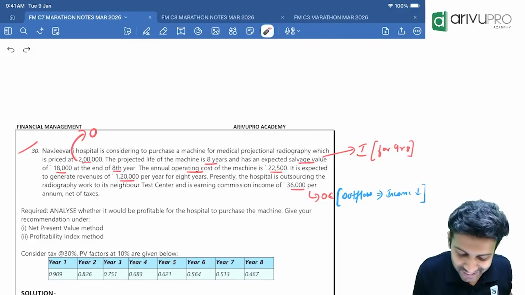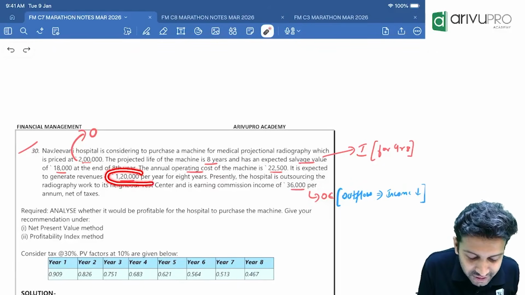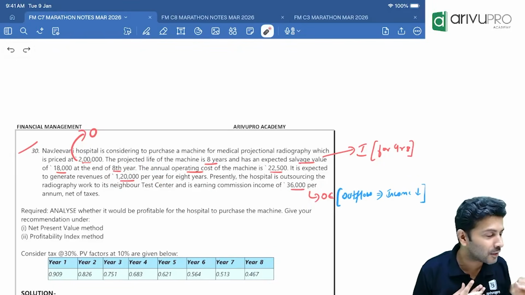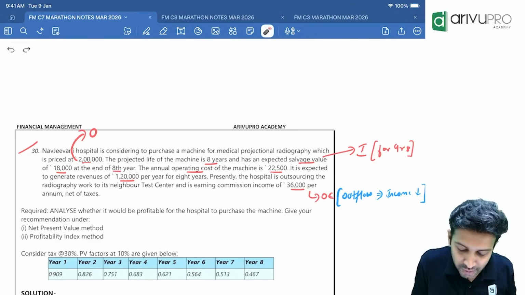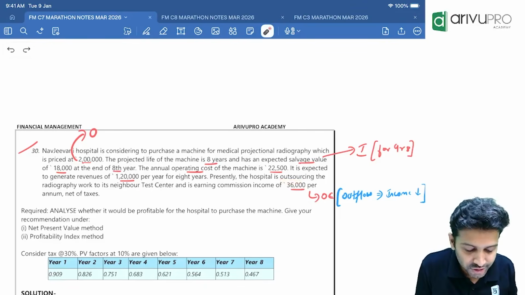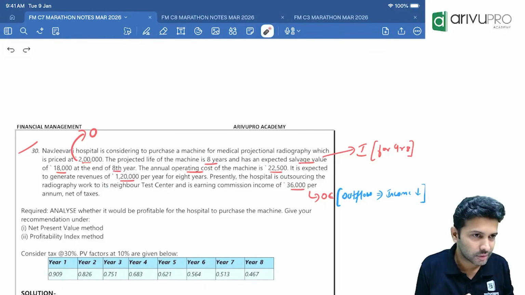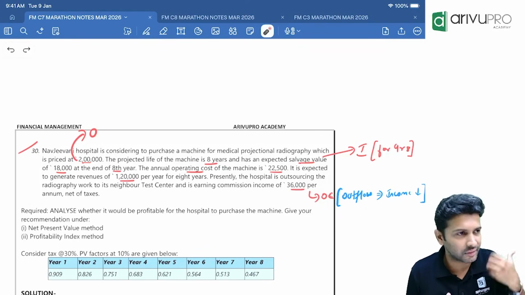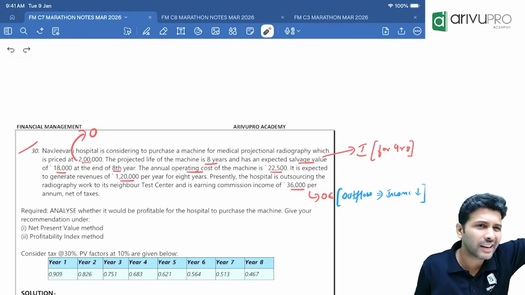Let's see what here. It is expected to generate a revenue of 1,20,000 per year. Oh, this is also nice. Every year, same sales. Presently, the hospital is outsourcing radiography to its neighbor. Currently, we don't have X-ray machinery. So, whenever a patient needs an X-ray, we are referring to our neighboring diagnostic center.